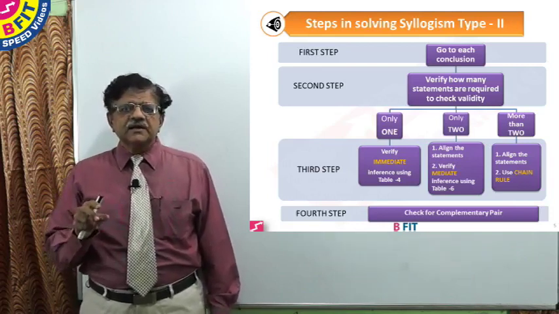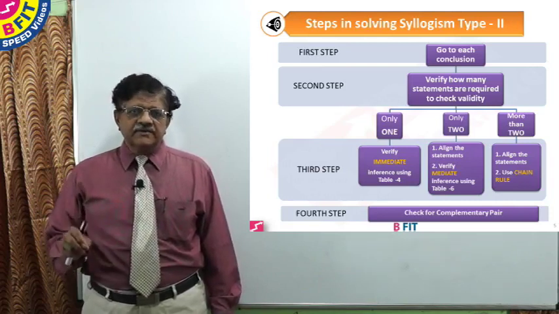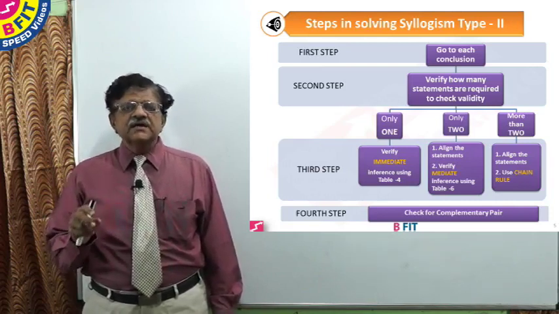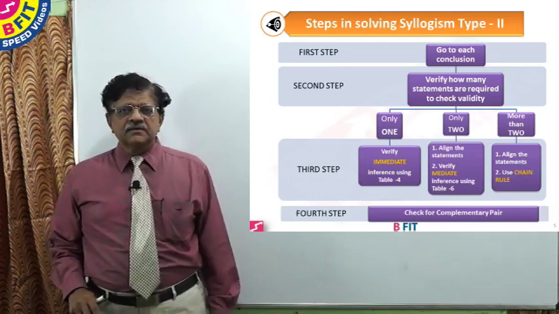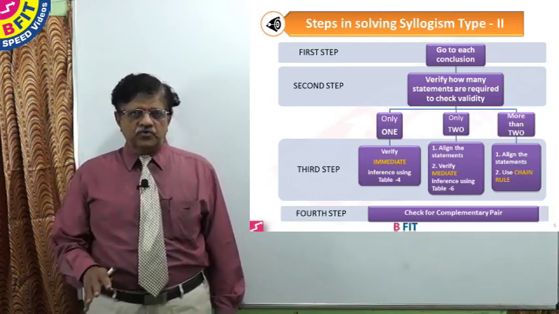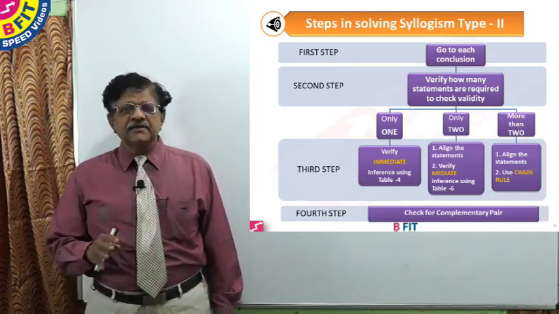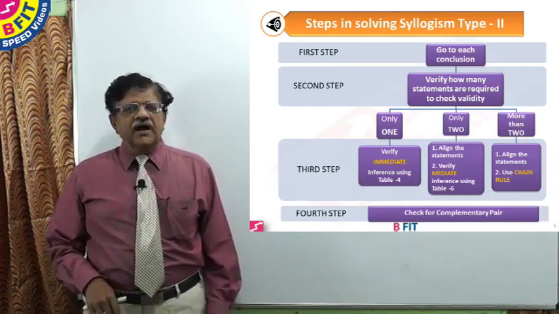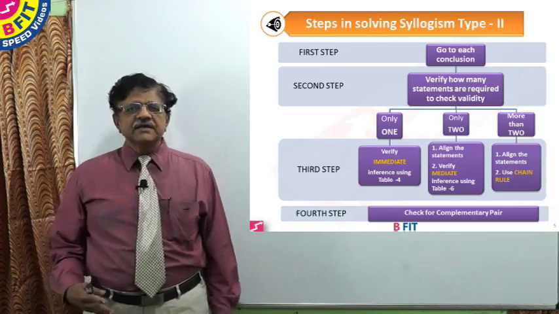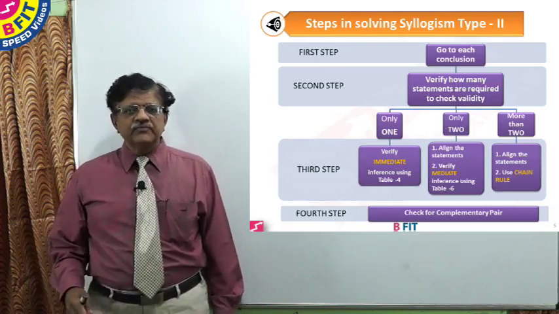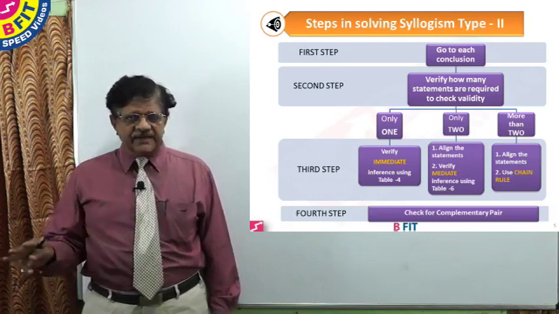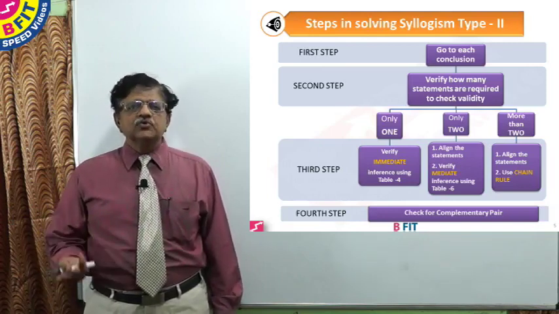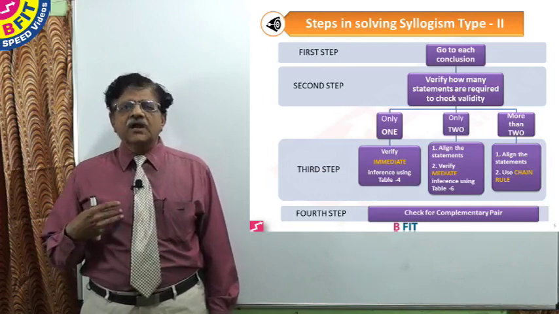Suppose the subject and predicate of the conclusion is to be arrived by using three statements. Then you have to use chain rule. Just now we have seen the concept of chain rule, and in some examples we will be seeing the application of chain rule. Now once we use all these three steps, the third step is completed, then you will know how many conclusions are right and how many conclusions are wrong.